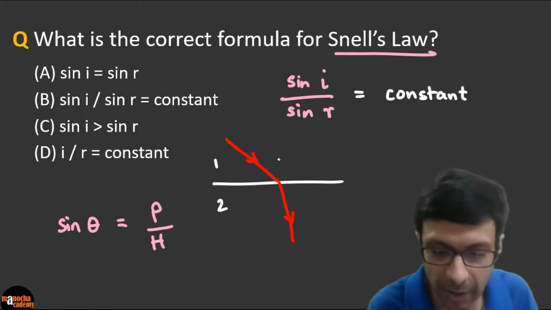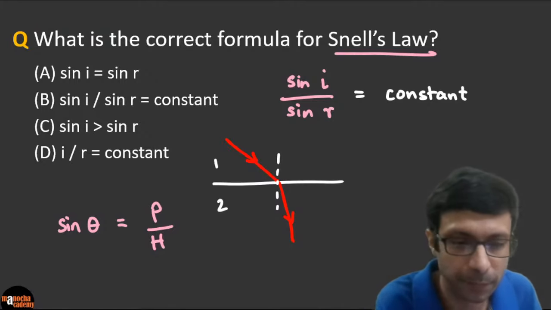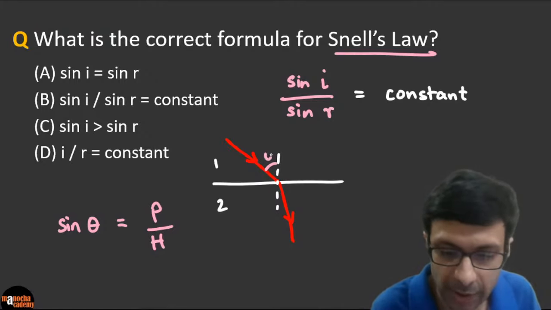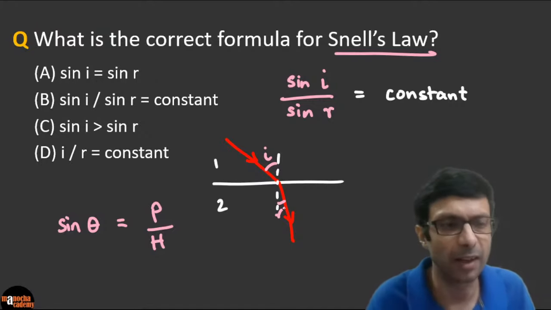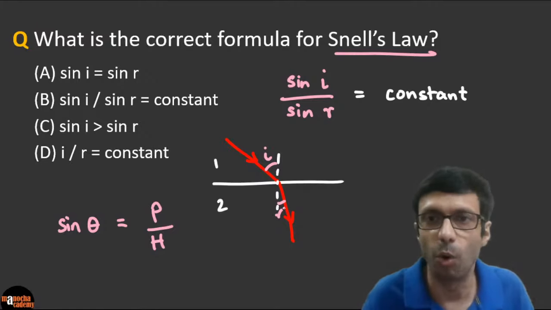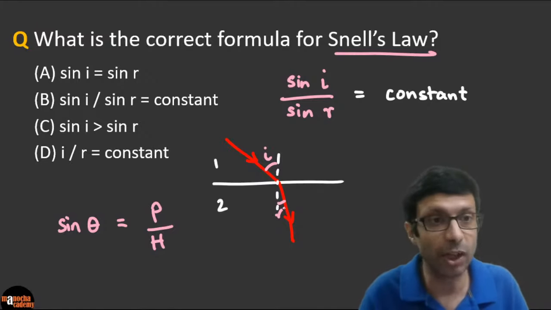So when you have this, and this will be your angle of incidence here. So let me show you. This is the angle of incidence. This is the angle of refraction. So if you take a pair of media, let's say, air and water or water and glass, right? Then this ratio of sin I by sin R is going to be constant.